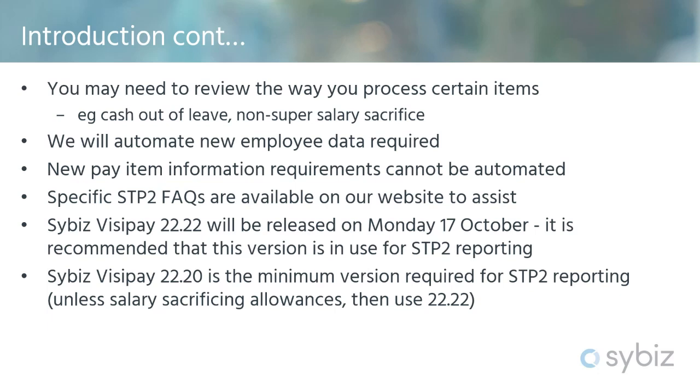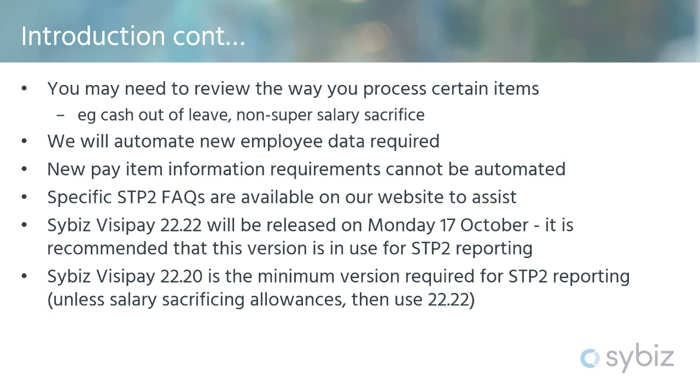That is still entirely true, with the caveat that if you are salary sacrificing allowances, then we would ask that you go to version 22.22. The reason for that is that the header totals for employer amounts aren't updated correctly in all circumstances where salary sacrificing is occurring for allowances. That's by no means a deal breaker because the employer totals are just a suggestion at this point in time as far as STP2 reporting is concerned.